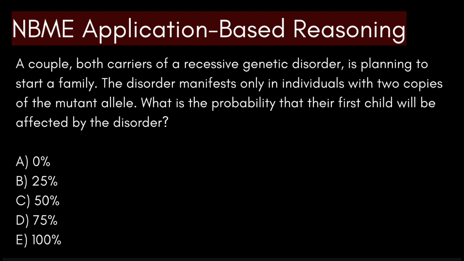A couple, both carriers of a recessive genetic disorder, is planning to start a family. The disorder manifests only in individuals with 2 copies of the mutant allele. What is the probability that their first child will be affected by the disorder? Pro tip, draw your Punnett square out. It should help you out a lot. And as you can see, they are carriers of a recessive genetic disorder. So, hint, hint.